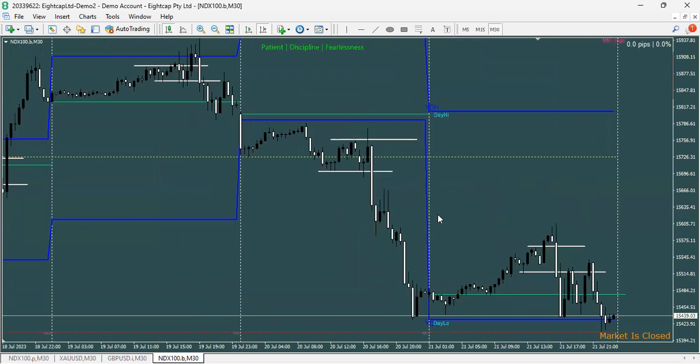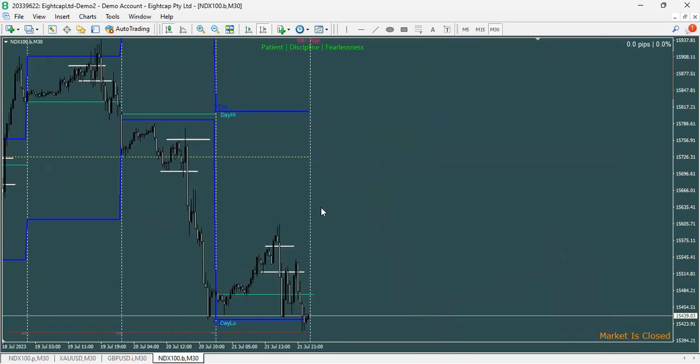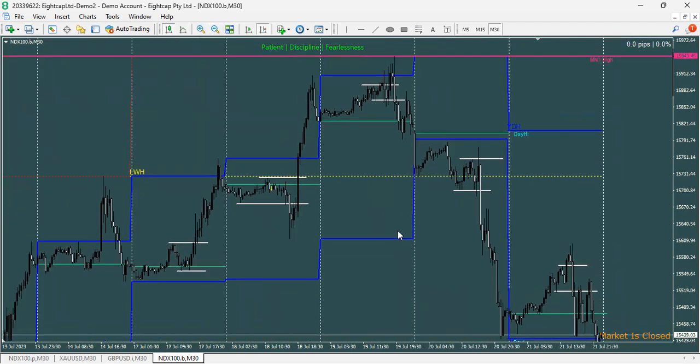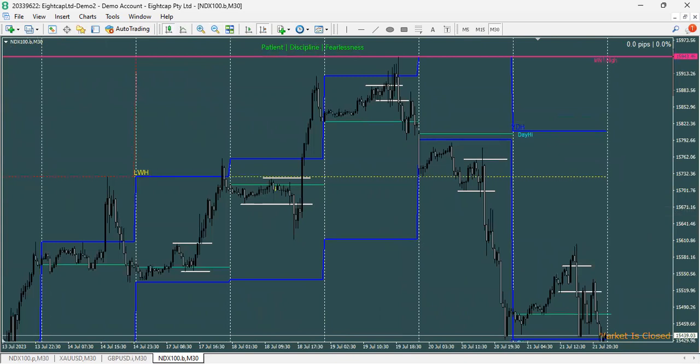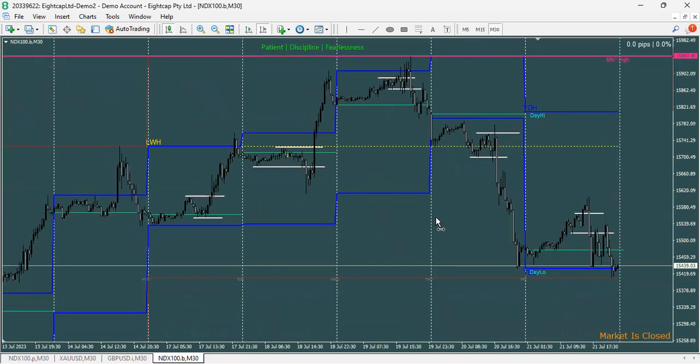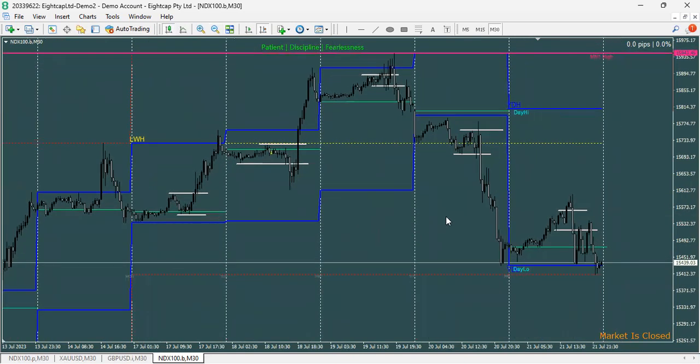So those were some trades that I took, and some trades that I did not take with the NAS100, just to show you guys how you could have made profit this week by just trading the NAS100.